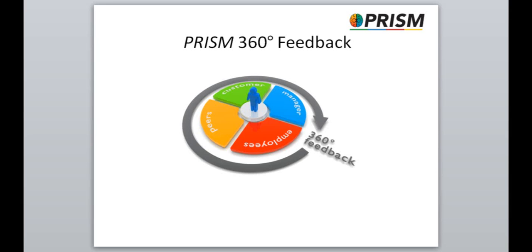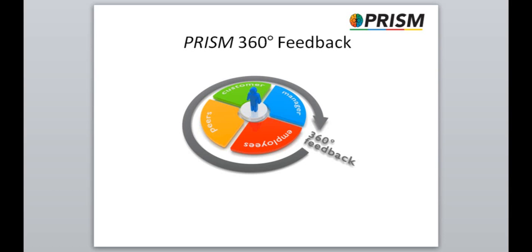Firstly, let's look at why you would use the PRISM 360 system. PRISM 360 feedback is a process whereby an individual, the candidate, receives feedback from the people who work around them and know something about them, the observers. This can include the manager, direct reports, peers, and in some cases customers or clients, the observer groups. In fact, anybody who is familiar with their work can be included in the feedback process.